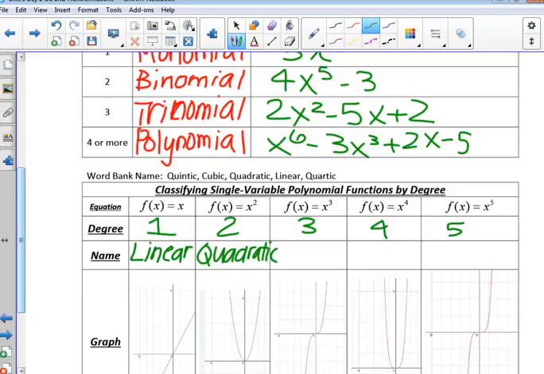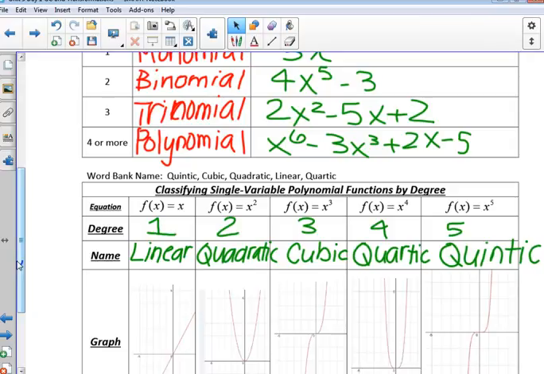Alright, so we already know linear and quadratic. F of x equals x to the 3rd is called cubic. X to the 4th is called quartic. And x to the 5th is called quintic. And the way I memorize these is I just count on my hand to 5. So I remember what it is, and I say linear, quadratic, cubic, quartic, quintic.